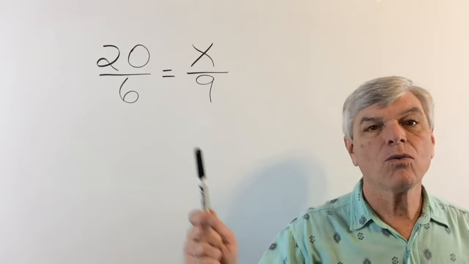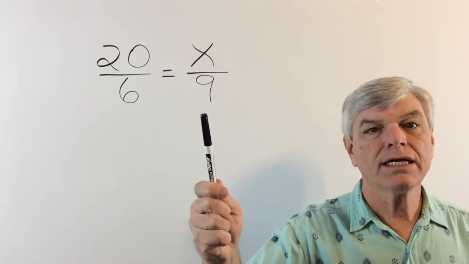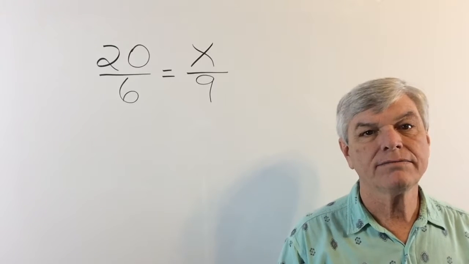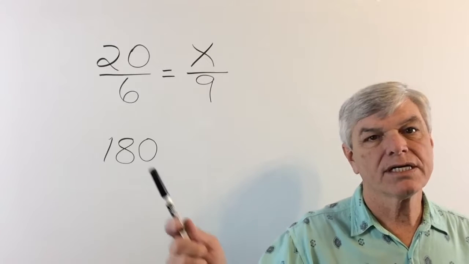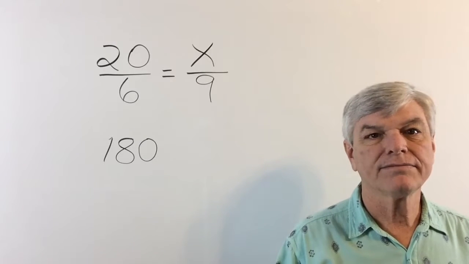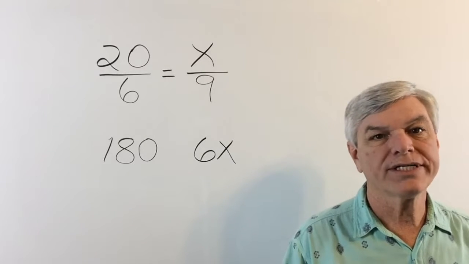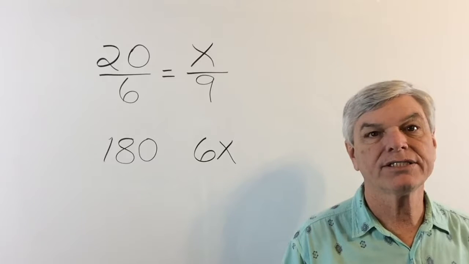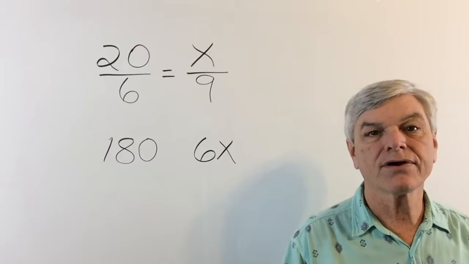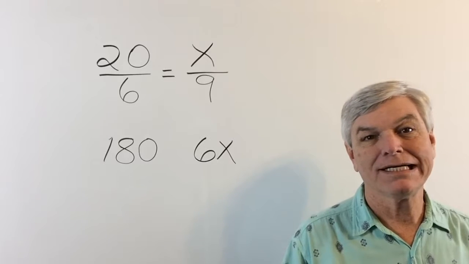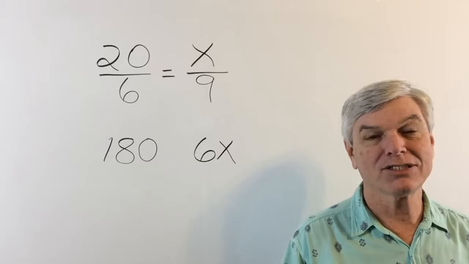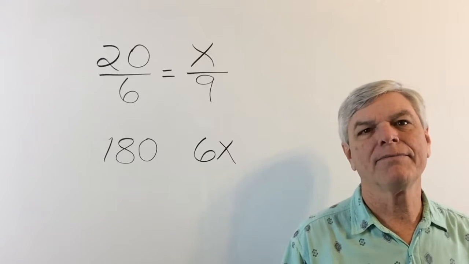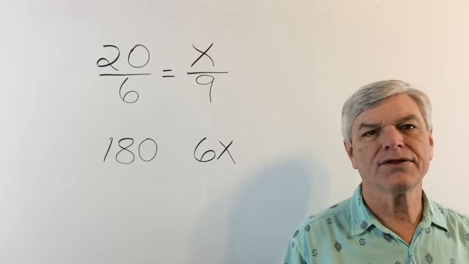And so we're going to multiply 20 times 9. Then we're going to cross multiply the opposite numbers, 6 times x. In proportionality, the cross multiplications will equal each other. They're called the product of the means and the product of the extremes. I won't even bother with which are the means and which are the extremes. It doesn't really matter because they're both equal to each other.